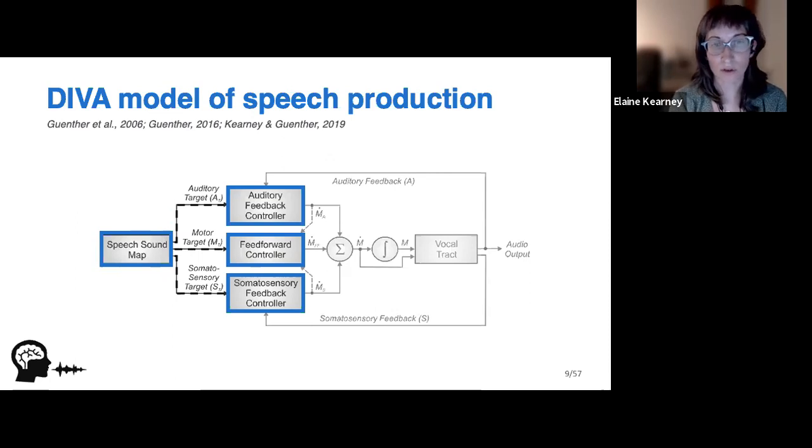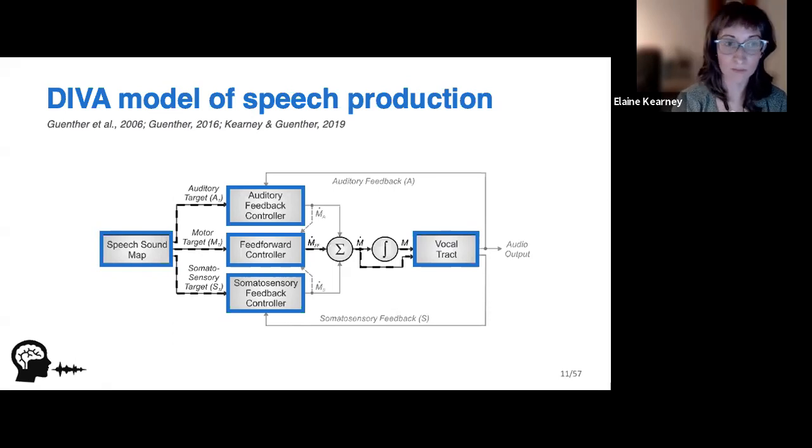The feed-forward controller then compares the motor target to the current configuration of the vocal tract. And it is going to generate a series of articulator velocities that is going to move the articulators from their current configuration into the configuration that they need to be in to produce the speech sound.